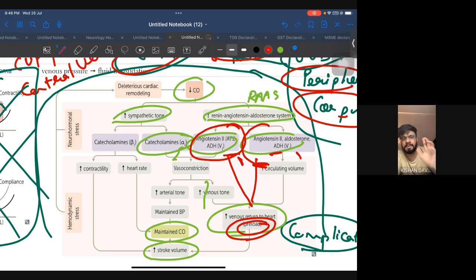If you put in more volume, preload will increase. We studied this yesterday. Same thing is happening over here. V1 and V2 receptors, their role will be to increase the body's volume. They will increase the fluid inside the body. So as the fluid is increasing, preload is going to increase. Okay, so one concept done.